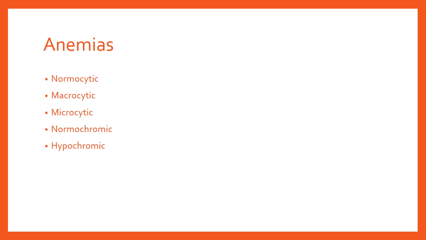Anemias. This is the language of anemias: normocytic, macrocytic, and microcytic. This relates to the size, and by size we mean mean corpuscular volume. So if it's normal size but the patient is still anemic, meaning hemoglobin level is low, then it will be normocytic. Macrocytic, the size of cells is huge. Microcytic is the cells are small. So you can say microcytic anemia, macrocytic anemia.